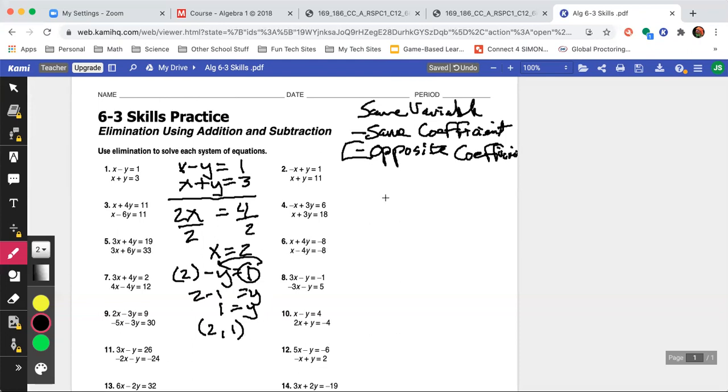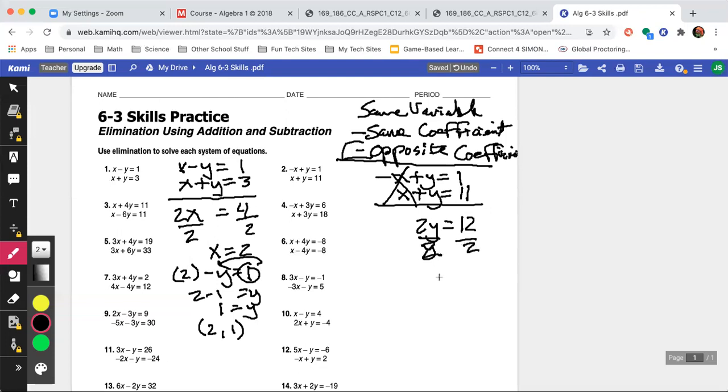Okay, let's try number 2, just to give you a little more hang of it. Again, I'm going to write it down so it's a little bigger. This one, my opposite ones are my x's. So when I add this together, my x's cancel out. My y's become 2y, and then 1 plus 11 is 12. So solve for y by dividing by 2, not by y. So you get y is equal to 6.